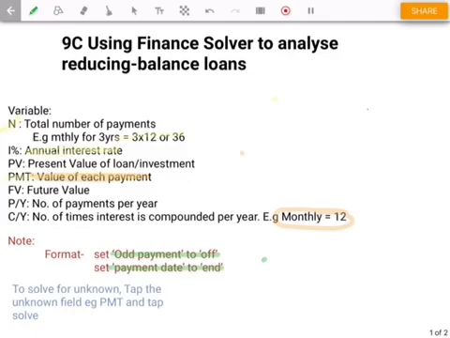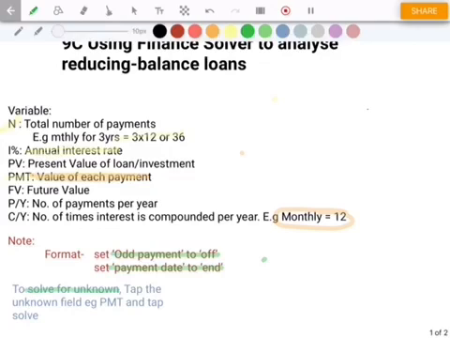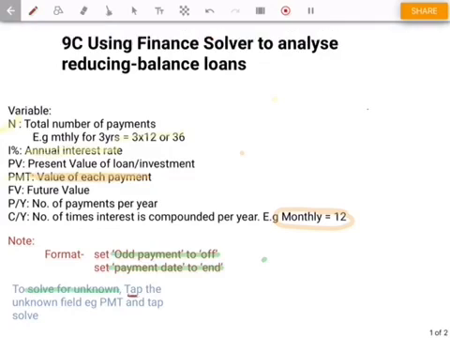Now, once you've got all available values in, the key is to solve for the unknown, and to do that, we want to tap the unknown field. So for example, you might be looking at finding the payments. Tap that so that it's highlighted, and then tap solve, and that will give you the payment answer that you need. Okay, so I'll move along and we will take a look at an example.